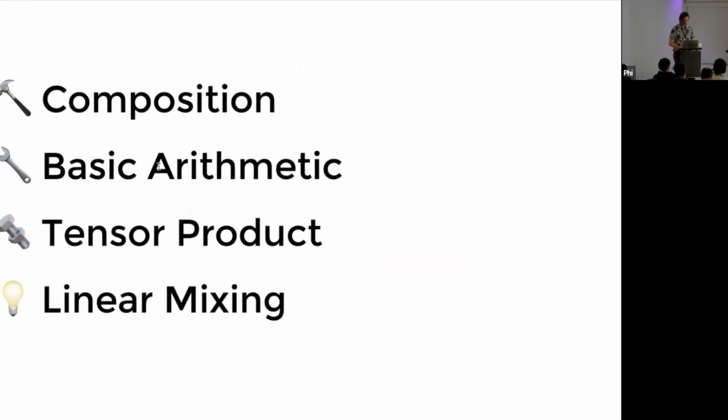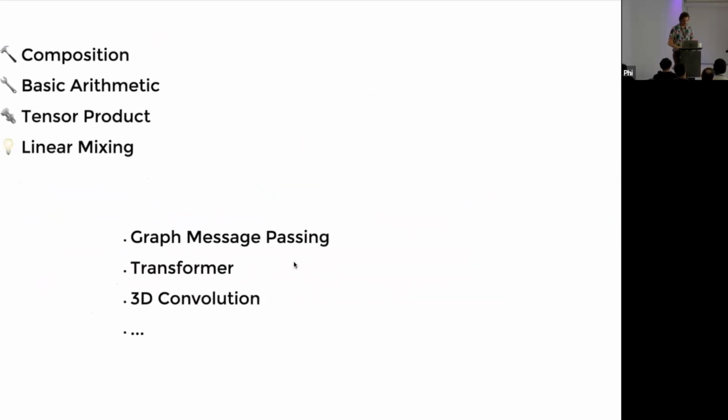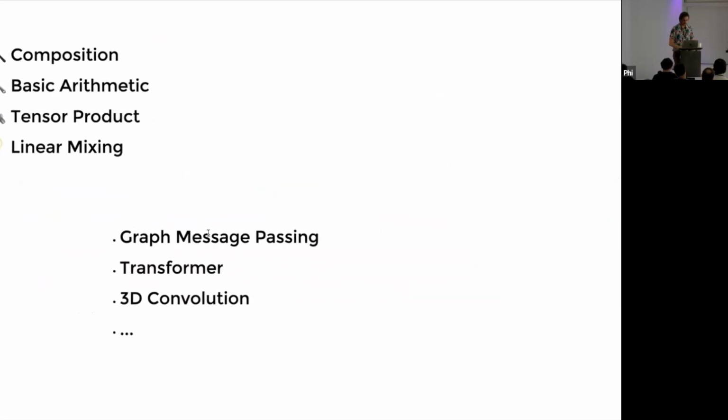So these are the basic tools. With that, you can take your favorite architecture, like graph message passing, transformer, or 3D convolution, and you can replace all the multiplications by tensor products, and replace the linear layer by one that only mixes representations of the same kind together. That makes your neural network equivariant.